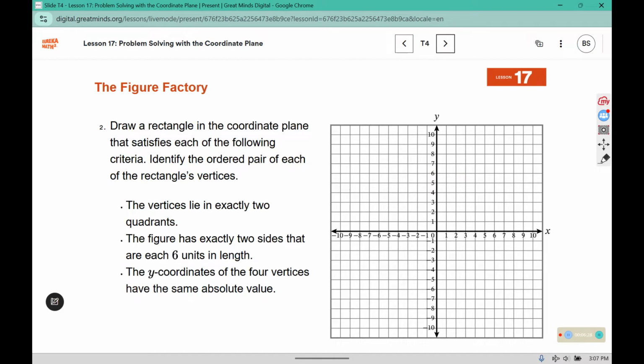Number 2, draw a rectangle in the coordinate plane that satisfies each of the following criteria. Identify the ordered pair of the rectangle's vertices. The vertices lie in exactly 2 quadrants, so we can't put them in all 4. We only get 2. The figure has exactly 2 sides that are each 6 units in length. And the y-coordinates of the 4 vertices have the same absolute value.